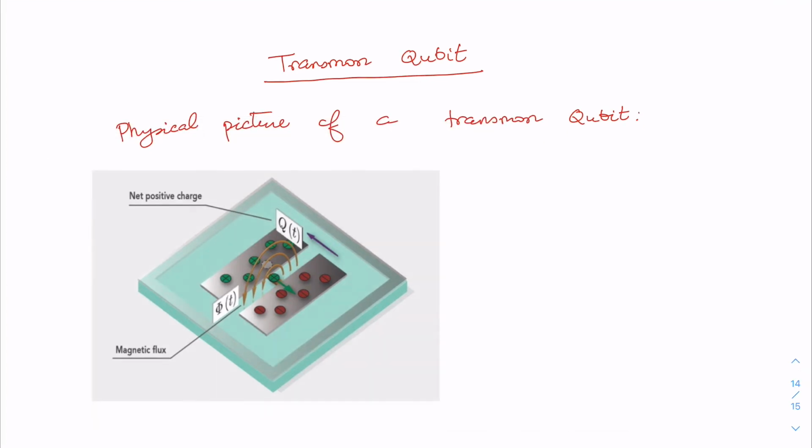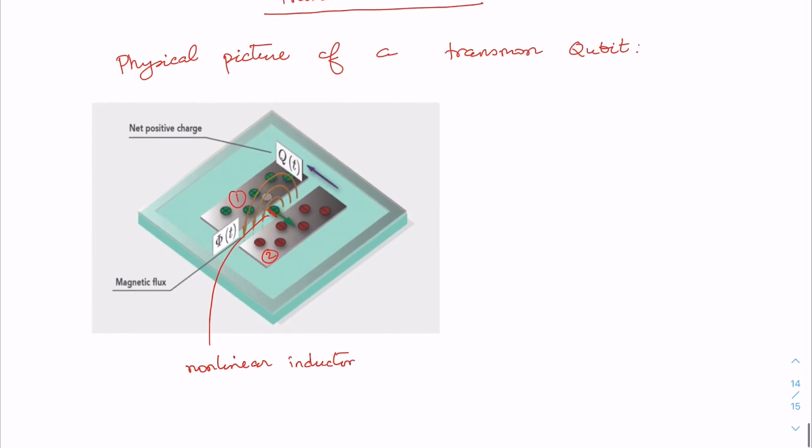As you can see, there are two metallic pads or islands, say metallic island number 1 and metallic island number 2. Actually they are superconductors, and they are connected by a junction, which is basically a nonlinear inductor. Actually it is a Josephson tunnel junction.